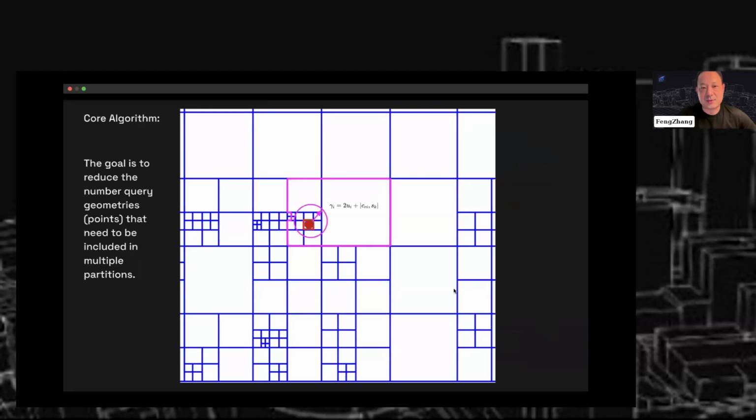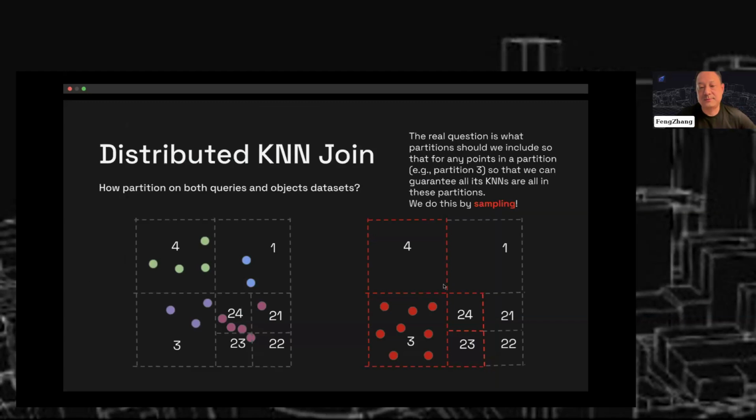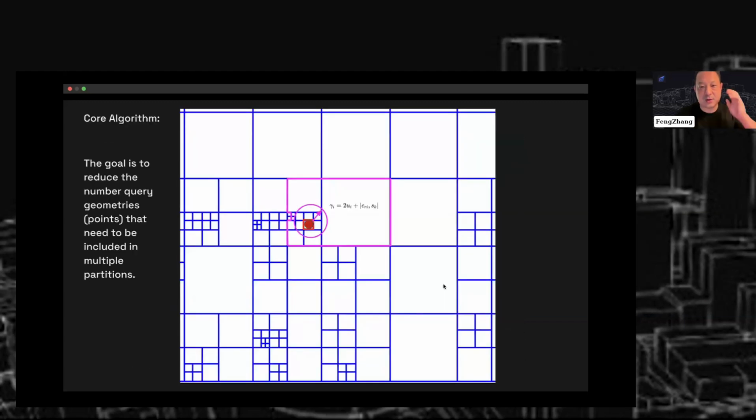This diagram basically shows how we calculate this. You pick one partition on the object side, and then you use this equation to calculate a circle. Then you intersect this circle with the rest of the partition grid, and include all these partitions into the set that I talked about here, right? So this is how we optimize that.